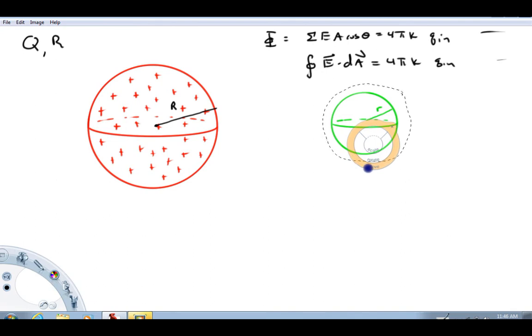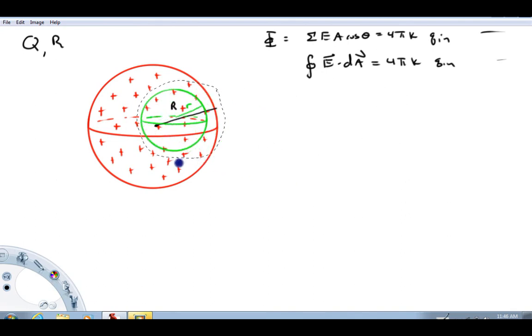So imagine now a surface of radius little r, and I'm going to center that right in the center of the sphere. And what I'm going to do is apply Gauss's law to the green surface. Now, there are some things that need to be understood. When you apply Gauss's law, one of the things you have to figure out is the charge inside the surface. Now, focus on my green surface. That's going to be my Gaussian surface.